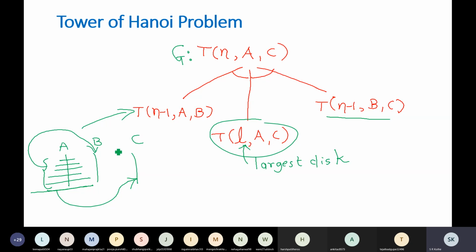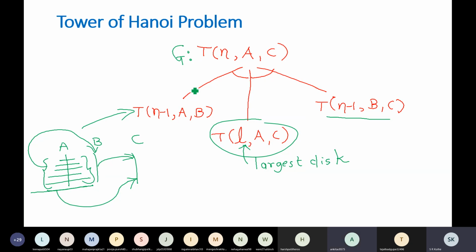Okay? Yes, sir. Now the n-1 disks are on pole B. We don't want them on pole B. We want all these n-1 from B to pole C, because on C only the largest disk is there. So transfer all those n-1 disks from pole B to pole C, because we want all disks on pole C.